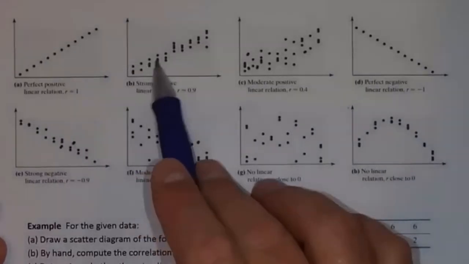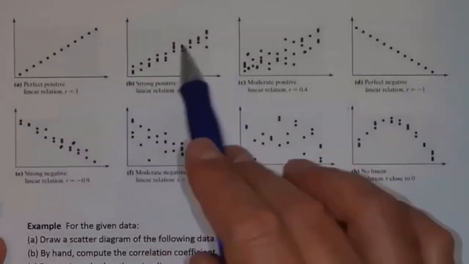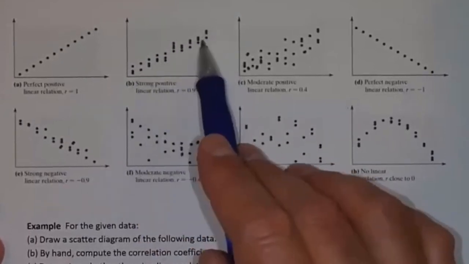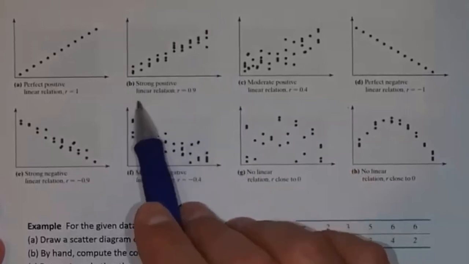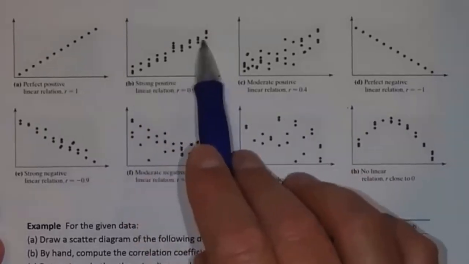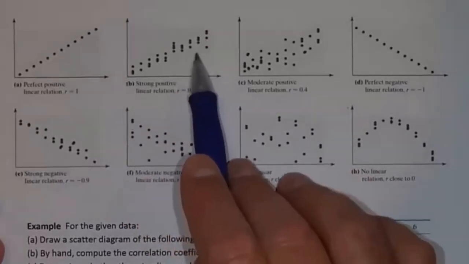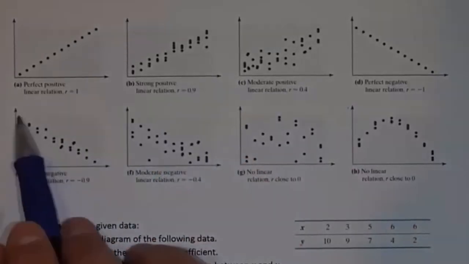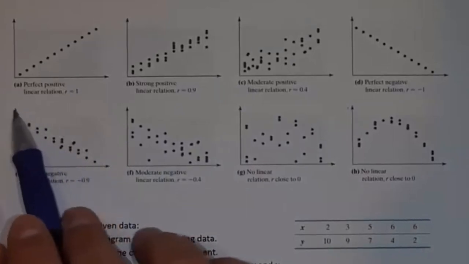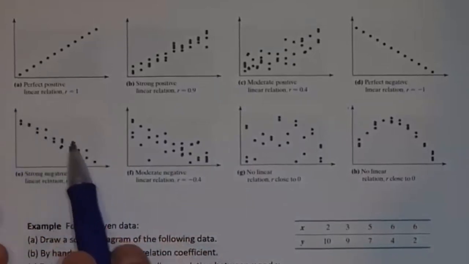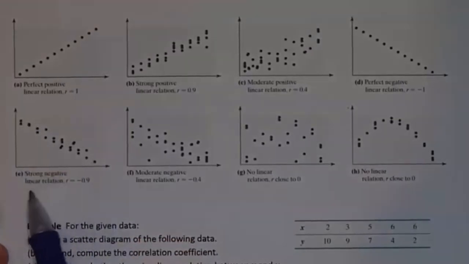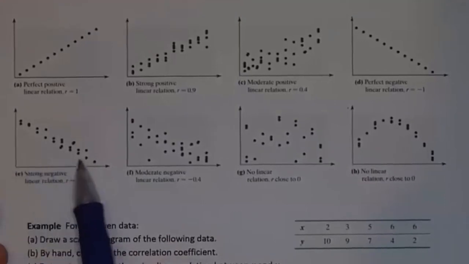Now, if we have points like this, we have a positive association. It looks to be pretty linear. So we would say we have a strong positive linear relation. So this might be a case where R equals +0.9. Okay. If you look down here, we have the same kind of scenario going on. We've got a pretty strong relationship linearly, but it's negative. So we'd have a strong negative linear relation. So in this case, R would be maybe around -0.9.